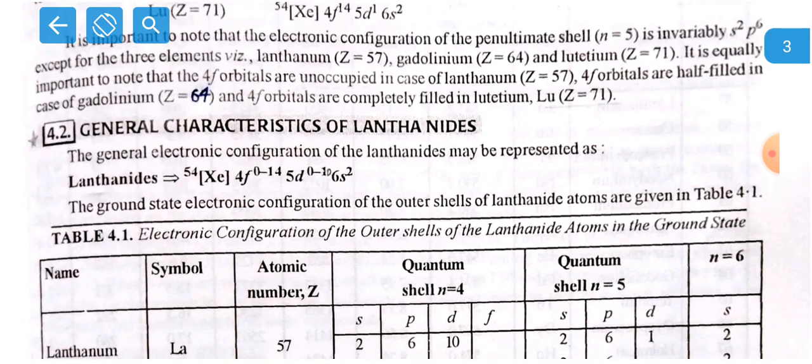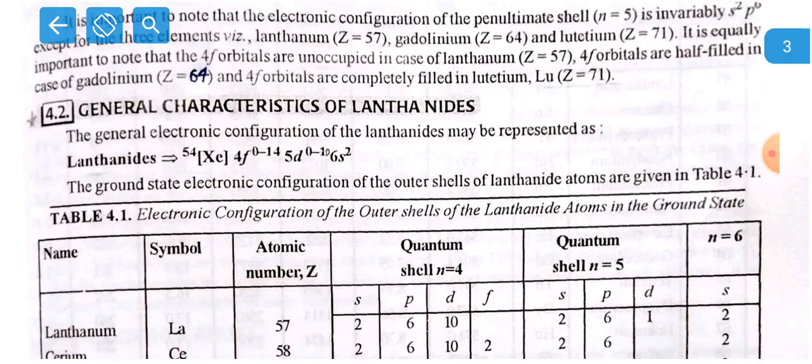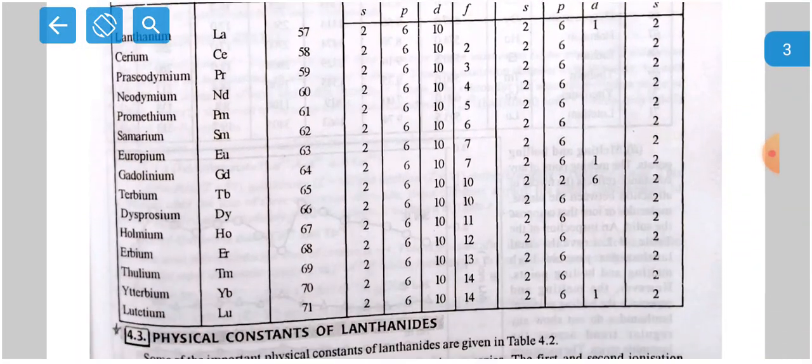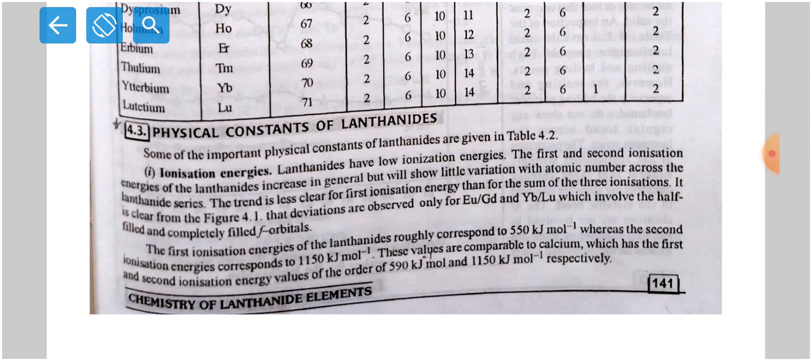General characteristics of lanthanoids. The general electronic configuration of the lanthanoids may be represented as xenon 4f0 to 14, 5d0 to 1, 6s2. The ground state electronic configurations of the outer shell of lanthanoid atoms are given in table 4.1. Physical constants of lanthanoids. Some of the important physical constants for lanthanoids are given in table 4.2.